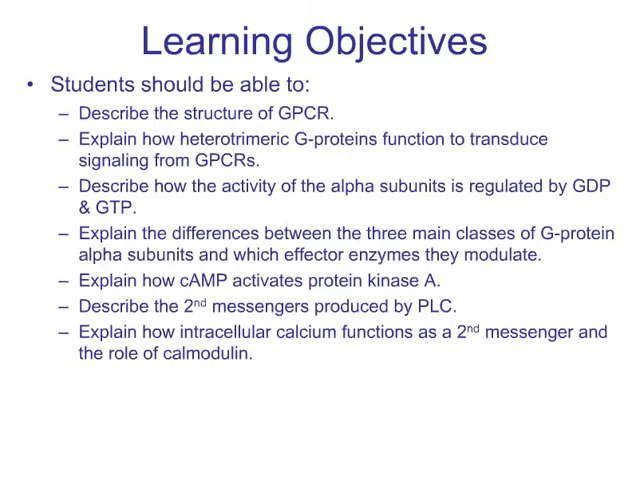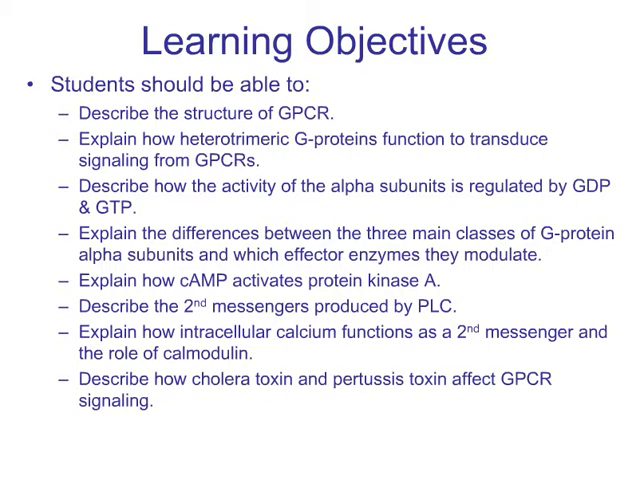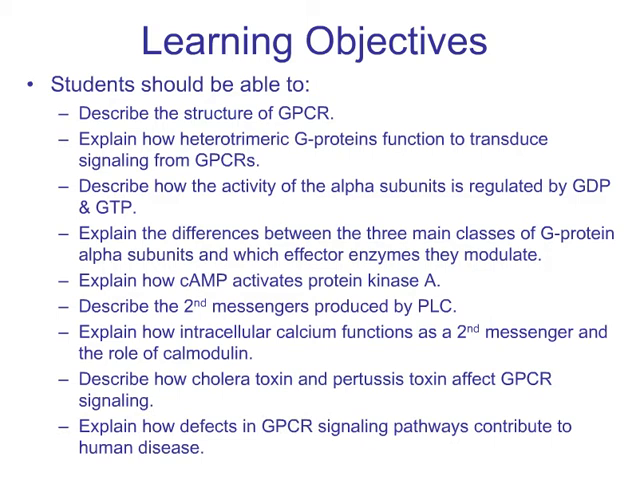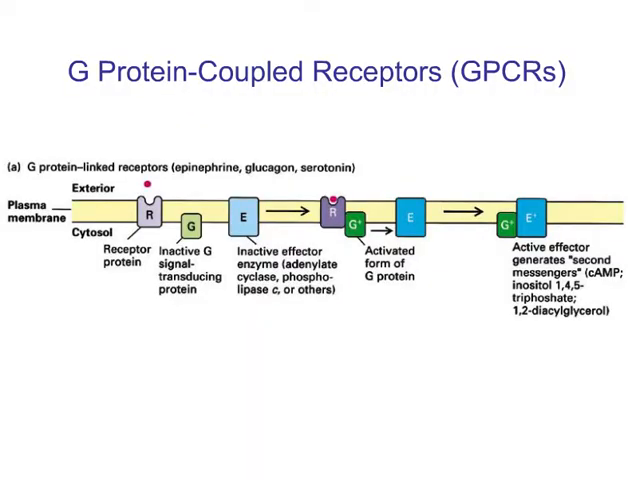explain how intracellular calcium functions as a second messenger and the role of calmodulin in transducing calcium signaling, describe how cholera toxin and pertussis toxin affect G-protein coupled receptor signaling pathways, and explain how defects in G-protein coupled receptor signaling pathways contribute to human diseases.